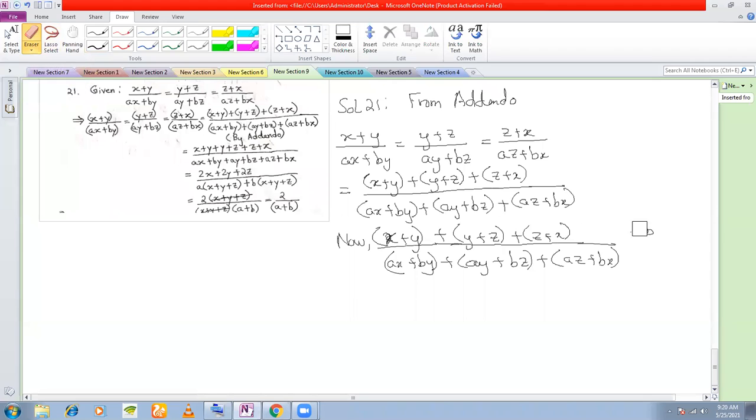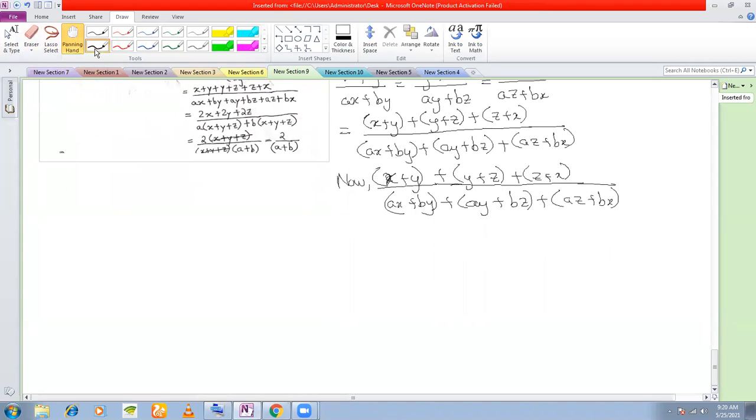So how will you show? You simplify this. Open the brackets. All are plus signs, so no sign will change. You'll simply get 2x plus 2y plus 2z. And in the denominator, you have ax plus bx. You take the a's together: ax plus ay plus az. And you take the b's together: by plus bz plus bx.